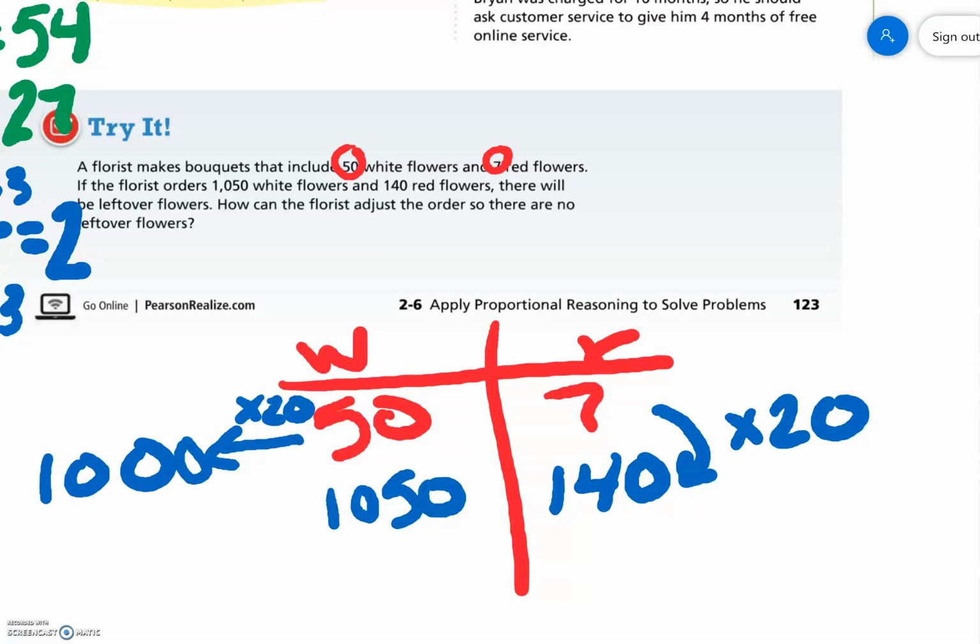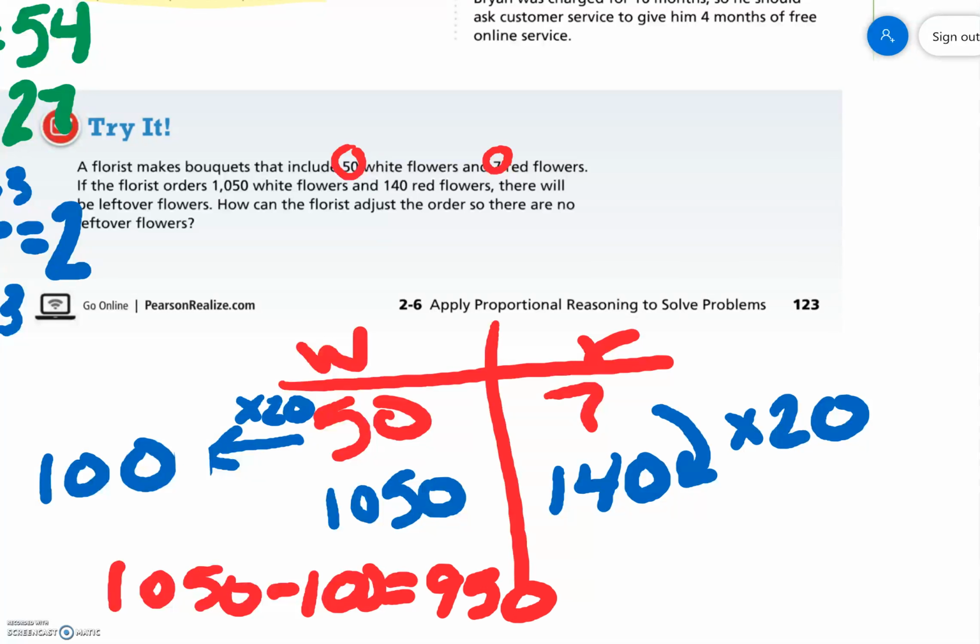Oh, I'm sorry. 100, right? Yes. 100. Oops, I want to erase that. 50 times 20 is 100. So there are going to be leftover white flowers. If we do 1,050 minus 100, that will give us 950. So the florist can order only 100 white flowers.